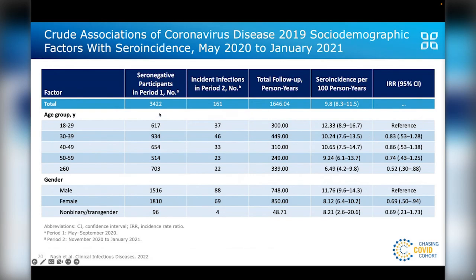So among these 3,422 seronegative participants, we observed 161 seroconversions over 1,600 person years of follow-up, for an estimated incidence rate of about 9.8 per 100 person years, or about 10% per year seroconversion risk. And you can see here how the seroincidence rate varied by both age and gender.